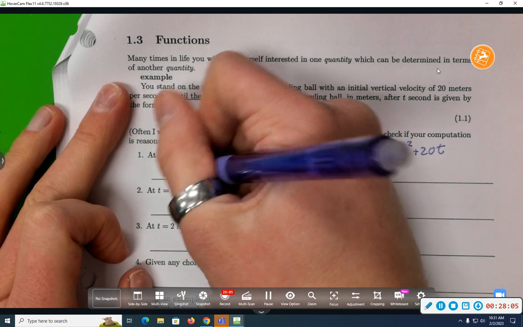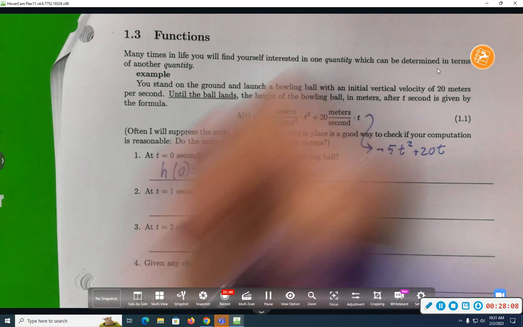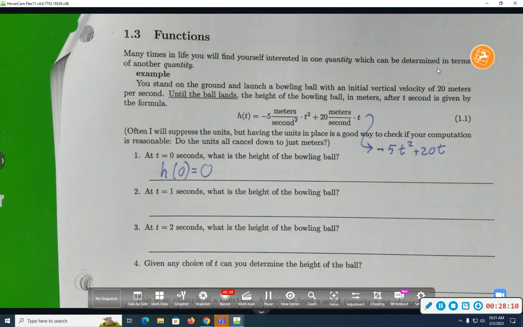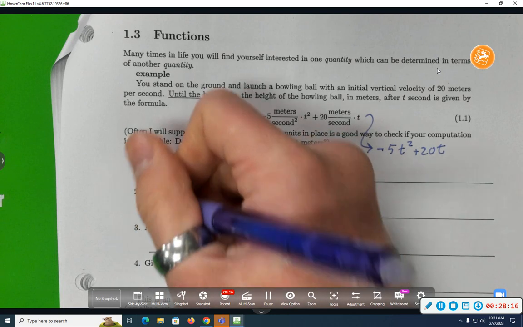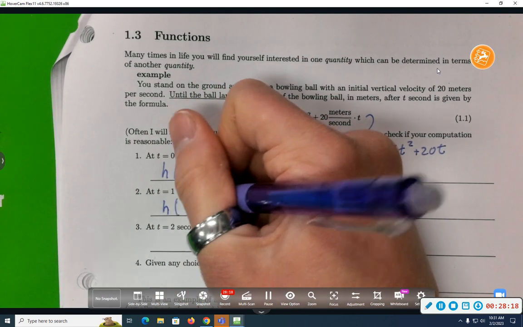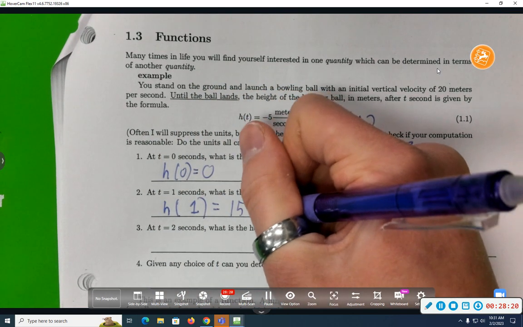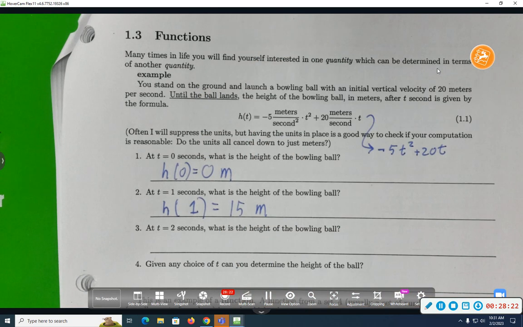At time equals 0, you get a height of 0. At time equals 1 second, what do you get? Yeah. 15 meters. Does that agree with other people? And maybe I'll include my units for now. 1 second for 15 meters? Or a different answer?